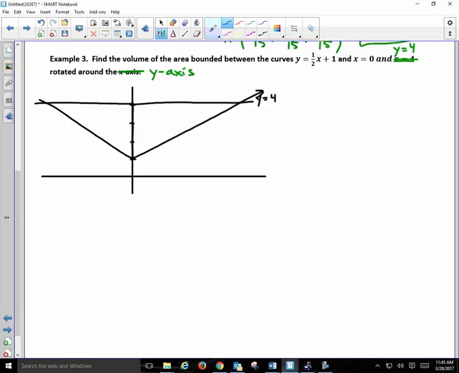So if I rotate it around like so, Darren sees that it does make a cone. Is everybody in agreement there?